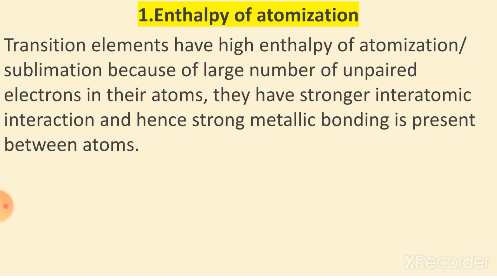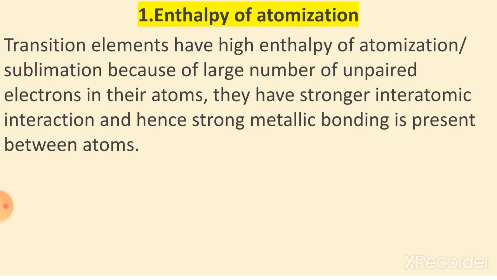Basically, the maximum value lies at about the middle of each series, indicating the interatomic interaction increases with the number of unpaired d electrons. Some more points you have to note down: the metals of the 4d and 5d transition series, that is the second and third transition series, have greater enthalpy of atomization than the corresponding elements of the first 3d series. This is due to much more frequent metal-metal bonding in their compounds.